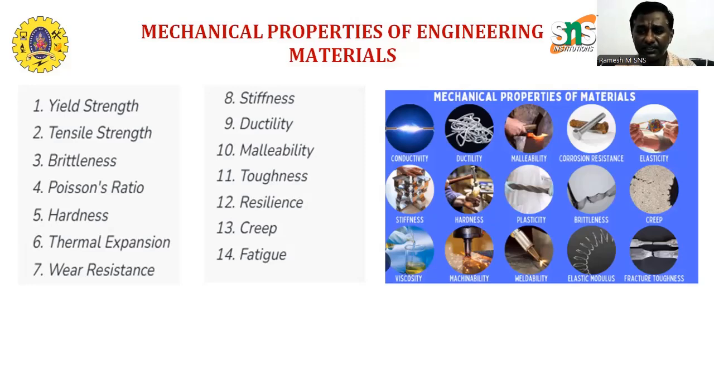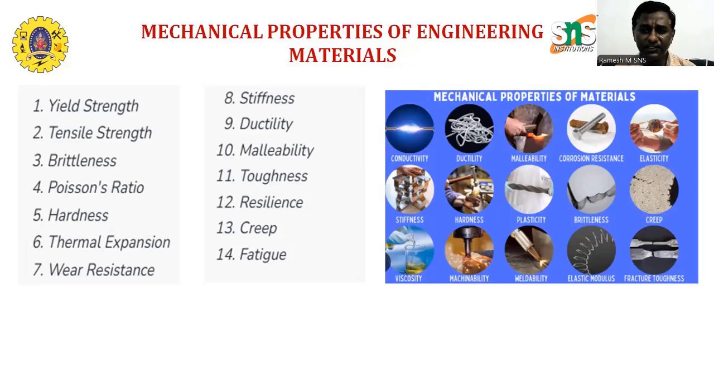The next property is called elasticity. We all know what elasticity is. Elasticity refers to the ability of the material to return to its original shape after the removal of the deforming force. Materials like rubber exhibit high elasticity, while materials such as cast iron are less elastic. The modulus of elasticity, that is called Young's modulus, quantifies this property and is a key factor in structural engineering.